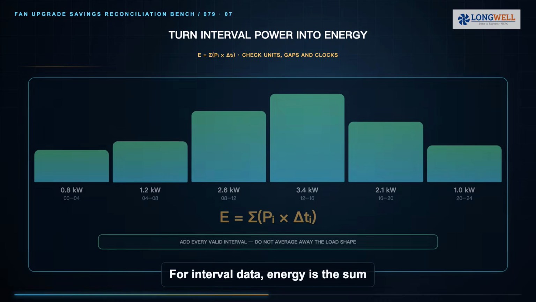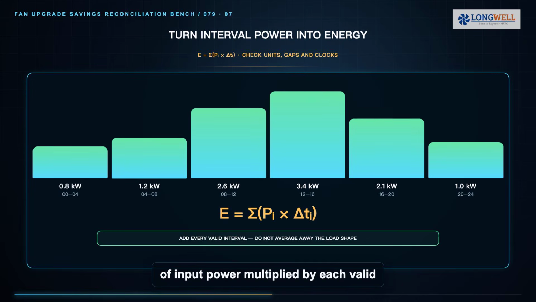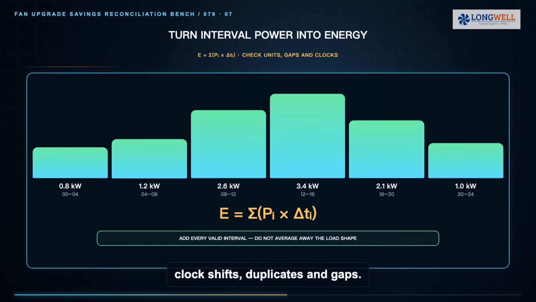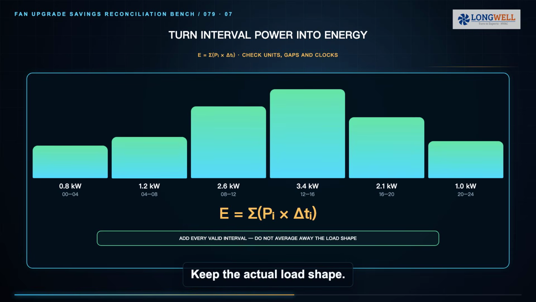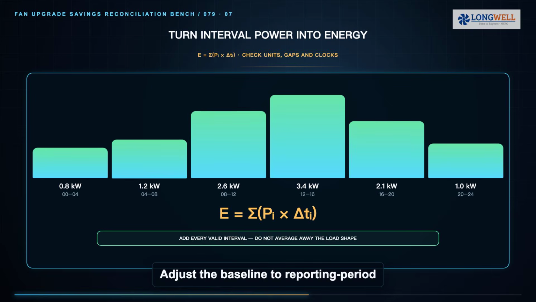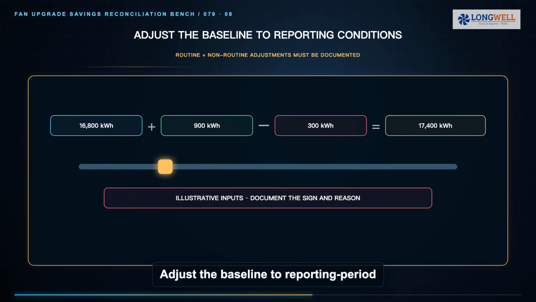For interval data, energy is the sum of input power multiplied by each valid time interval. Check kilowatts versus watts, hours versus seconds, meter scaling, time zones, clock shifts, duplicates and gaps. Keep the actual load shape. Multiplying one average power by a schedule can hide starts, stops, part load and overridden control. Adjust the baseline to reporting period conditions.